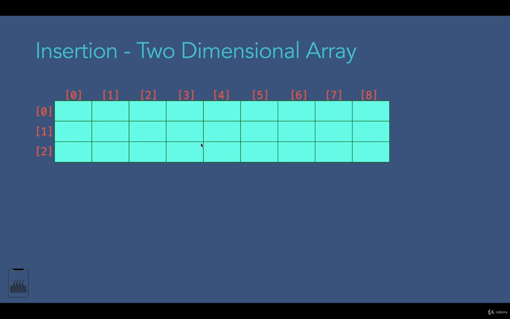So here we have 3 rows and 9 columns. Now in this case we know that when we are initializing a two-dimensional array, default values in case of integers are zeros, in case of strings are nulls. Now if you want to insert any element over here, first we are going to put the array name, then the row index, and then the column index.